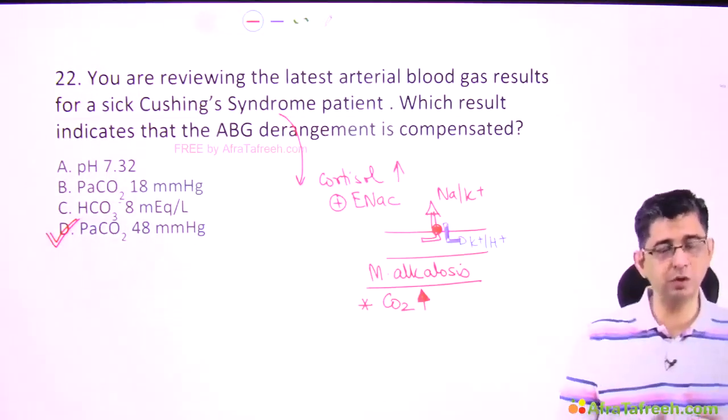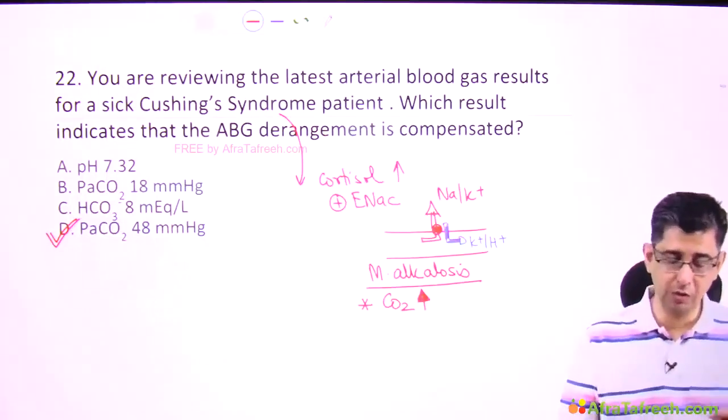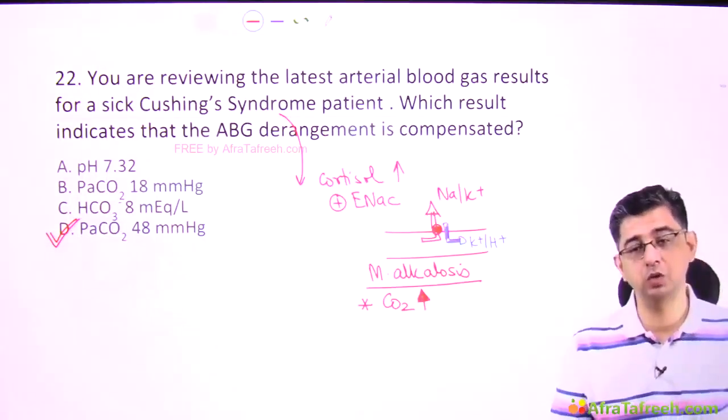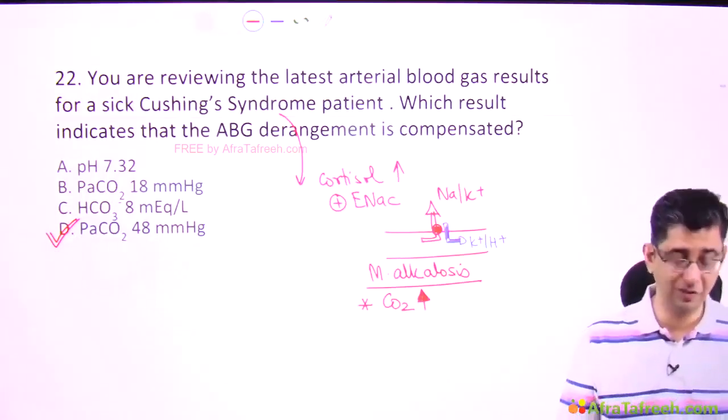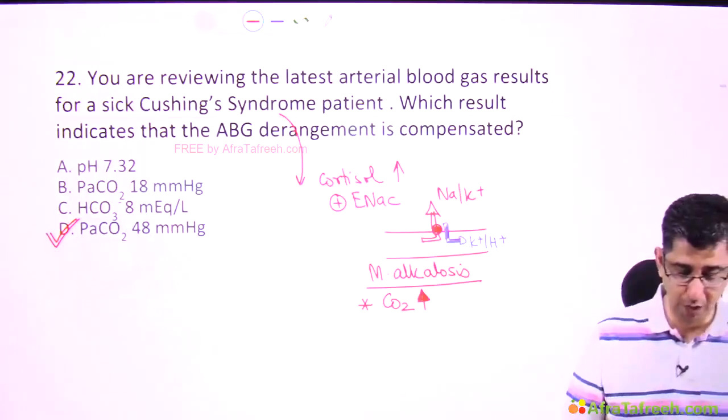I mean, this is actually a 2-step question, I would say, guys. One, he expects you to know what the derangement is, and second, he wants you to know what the compensation of it is. So I think it's a 2-step process, not too much effort to do in the final exam. Answer to 22 is D.